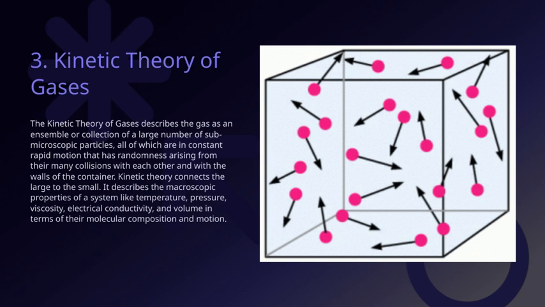What's really interesting is how this theory links the microscopic world to the macroscopic properties we observe, like temperature, pressure, and volume. For example, the temperature of a gas relates to the average kinetic energy of its particles, while pressure results from particles colliding with the container walls. So, in essence, the kinetic theory helps us understand how the behaviors of countless tiny particles give rise to the measurable properties of gases that we see and work with every day.